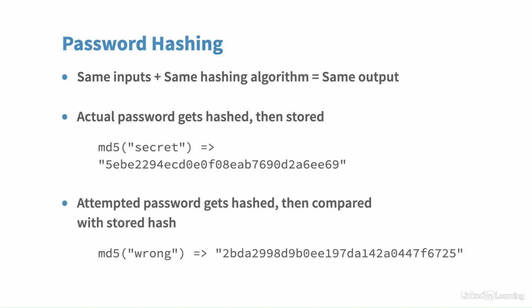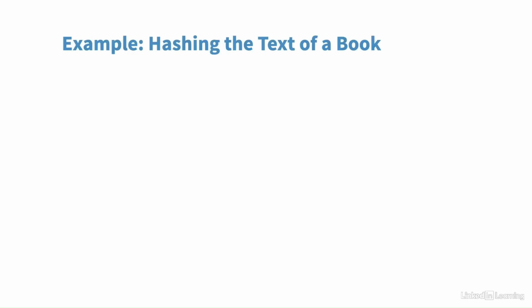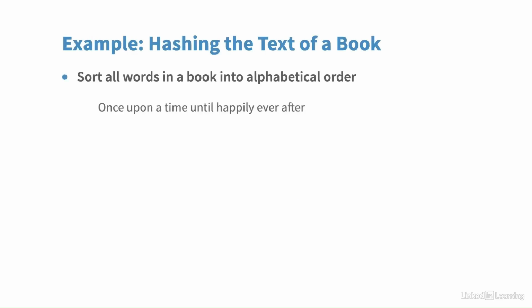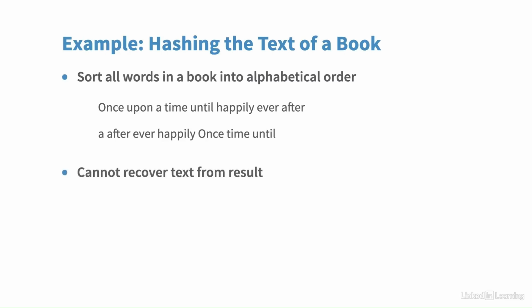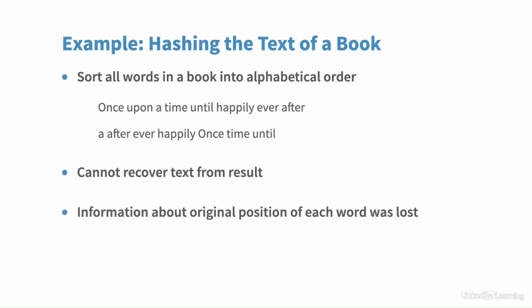Let me give an illustration. Imagine that you take the text of a book and you sort all of the words in the book into alphabetical order. So as an example, let's say we have once upon a time until happily ever after. We sort that and get a, after, ever, happily, once, time, until. It's not possible to unsort those words and to recover the original text because important information was lost in the process. Specifically, the original position of each word was lost. You can't get it back using only the sorted word list.